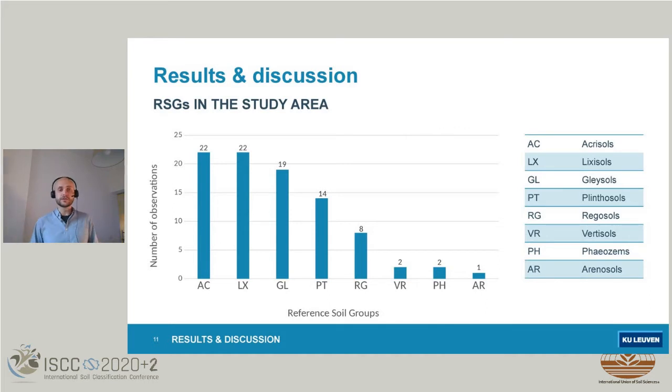Now, when we look at the results, we can see here our 90 observations throughout the study area. You see a lot of acrisols and lixisols, and also that gleysols and plintosols occurred frequently in the data set, but then also you can see the large variability in the number of observations per reference soil group. And here it's also good to note that, first of all, the model can, of course, only predict reference soil groups that you put into it. And then secondly, it tends to predict the reference soil groups better that have more observations.